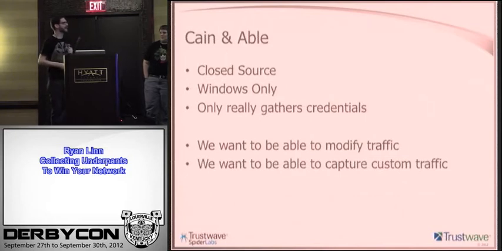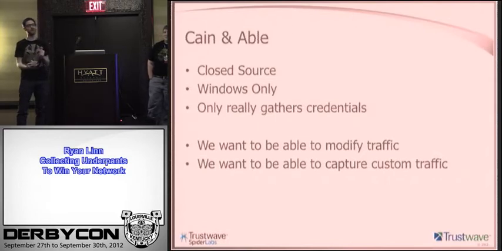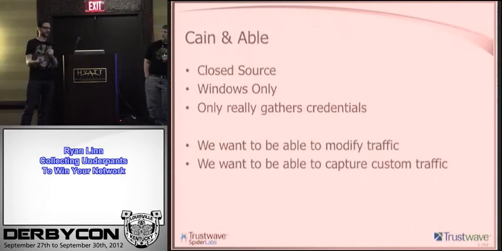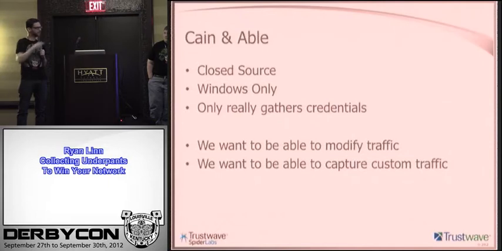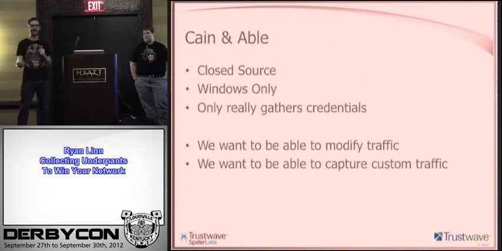So if we look at Cain and Abel, the first thing we think of is that it's closed source. There's no way for me or Ryan to really contribute to it. It's also Windows only, so if you happen to pop a box on the network that's a Unix box, you're not going to be able to run Cain and Abel on it necessarily. In the mode that Ryan demonstrated, you really can only gather credentials with it. But at the end of the day, sometimes we look at a tool like that and say, it's really great, but I want to be able to modify traffic or capture things that are flying by that we don't necessarily see, kind of like the Nmap stuff that Ryan was talking about.